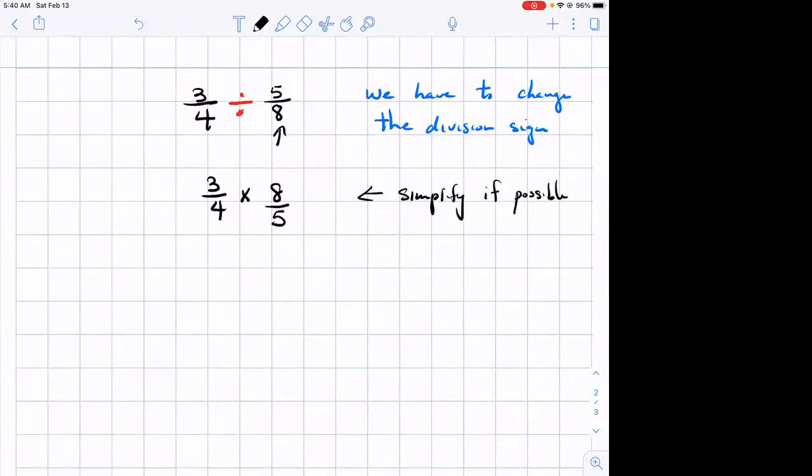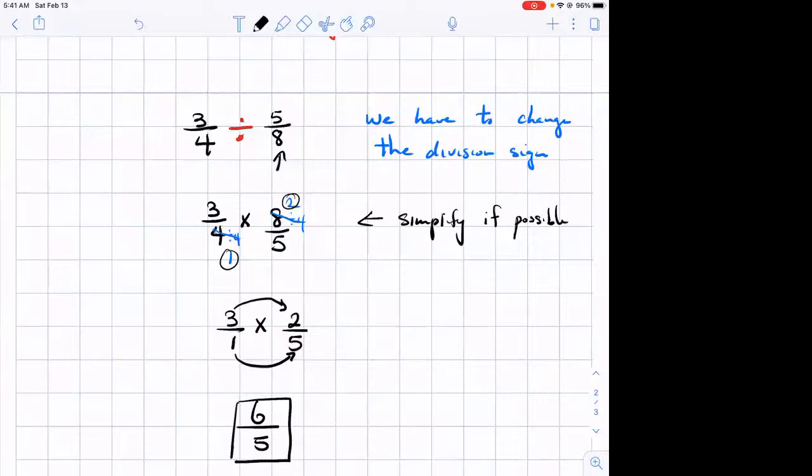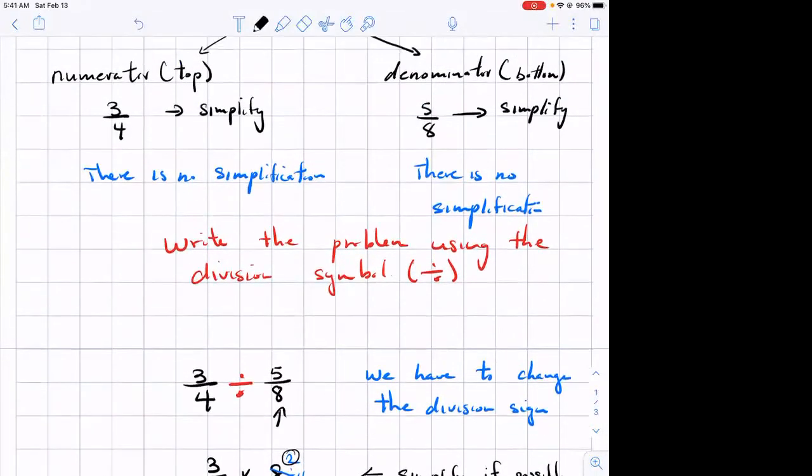So you will notice that this number here is divisible by itself, and this number here is divisible by itself. So you can say 4 divided by 4 is 1, 8 divided by 4 is 2. So what we have now is 3 over 1, sorry, times 2 over 5, because that was simplified. 4 divided by 4 is 1, and then a 2. And there is no other simplification, so we multiply. 3 times 2 is 6. 1 times 5 is 5. So here we got lucky because our work becomes less, because there was no simplification for the numerator or the denominator.